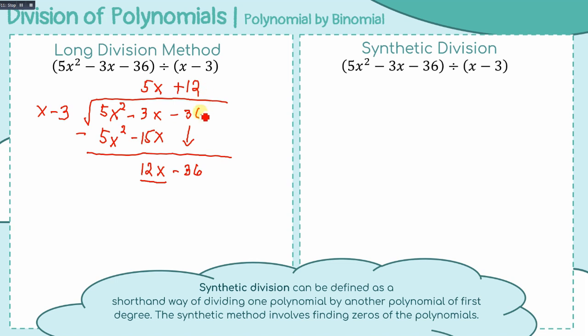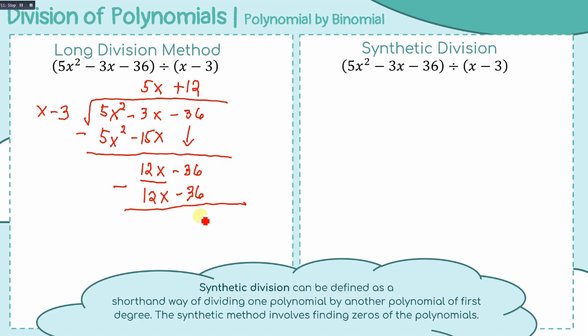So 12 times x minus 3 gives us 12x minus 36, and we proceed to subtraction. 12x minus 12x is 0, and negative 36 minus negative 36 is also 0. That means our remainder is 0. So the answer would be 5x plus 12.